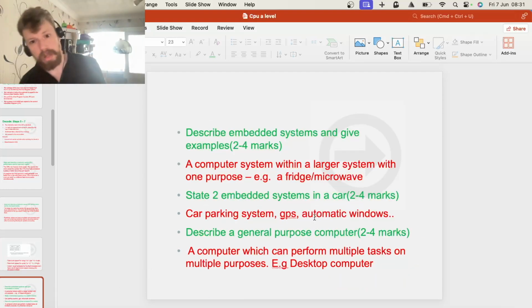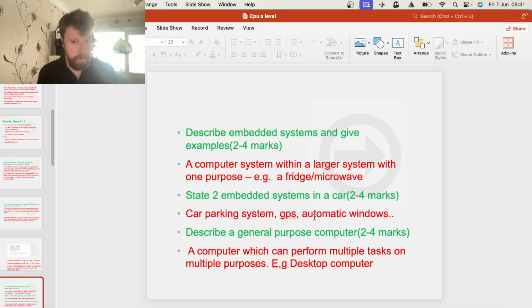Embedded systems. The definition for this, if they just ask you what an embedded system is: a computer system within a larger system with one purpose, like a fridge or microwave. They may also ask what is an embedded system in a particular situation. I've used a car parking system, GPS, automatic windows. The alternative to that is a general purpose computer, which is what you're using right now, I would suspect, which can perform multiple tasks and purposes, e.g. a desktop computer, all that stuff.